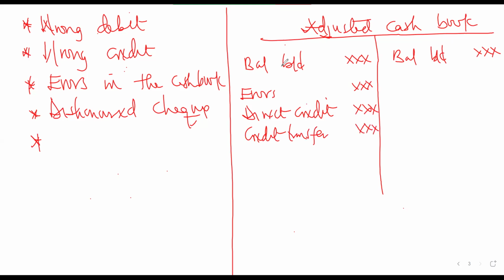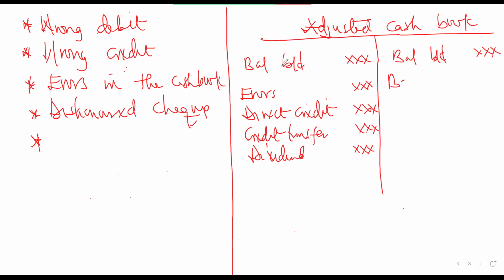We can also have dividend received. There can be other income that is received by the bank on your behalf. So those all will be increasing. What I want to say is that anything that will increase your cash book balance, if that particular item should have been captured during the month, that would have increased your cash book balance. They should be debited. Those that will be reducing your cash book balance, if they should have been captured during the month, they should be credited to the adjusted cash book balance.